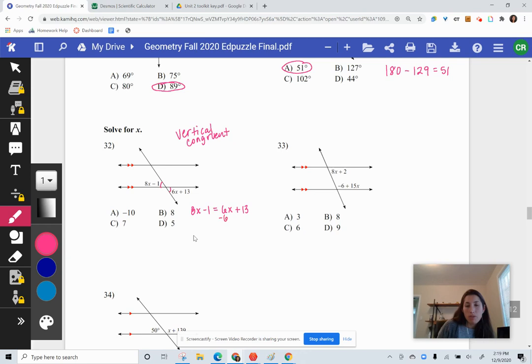I would bring all of my x's to one side by subtracting 6x on both sides. So that's 2x minus 1 equals 13. You could then add 1 to both sides. 2x equals 14. Divide by 2 on both sides, and x is 7.